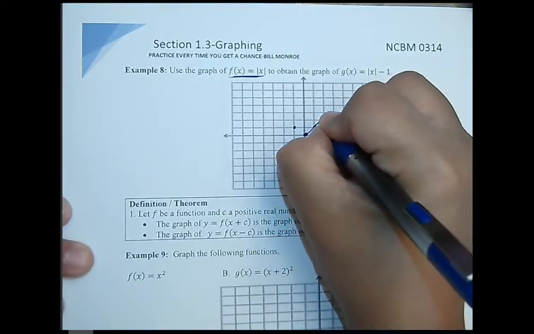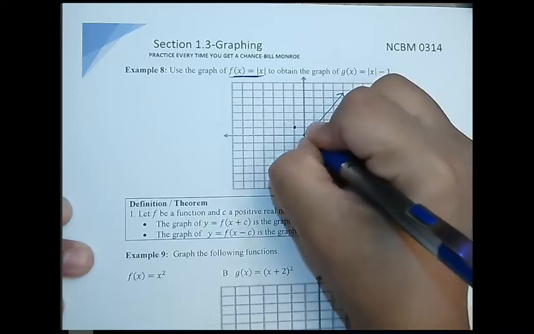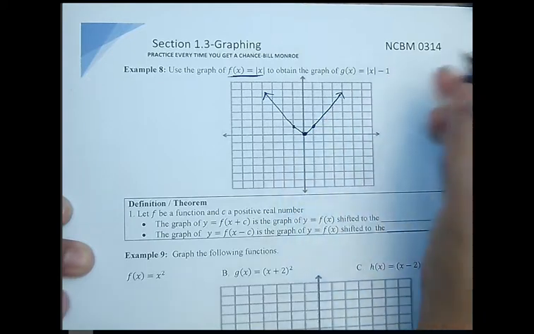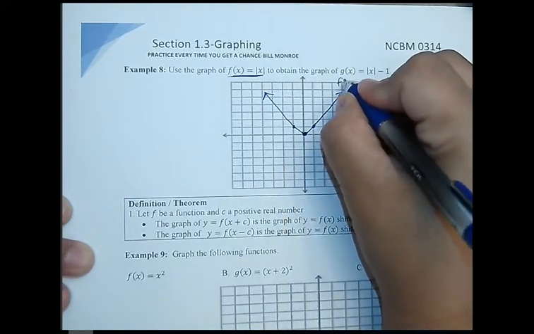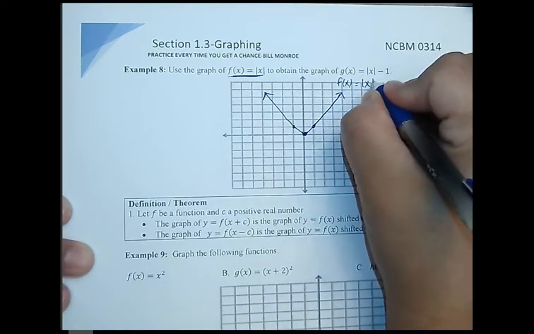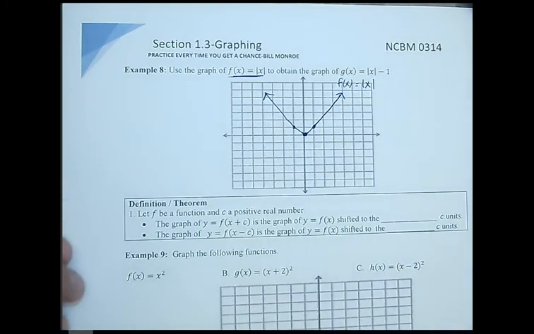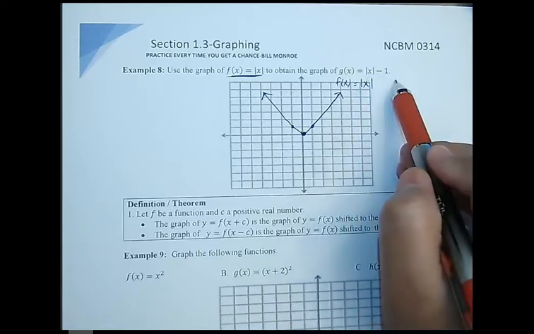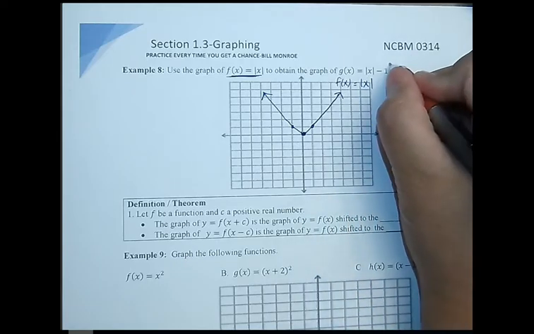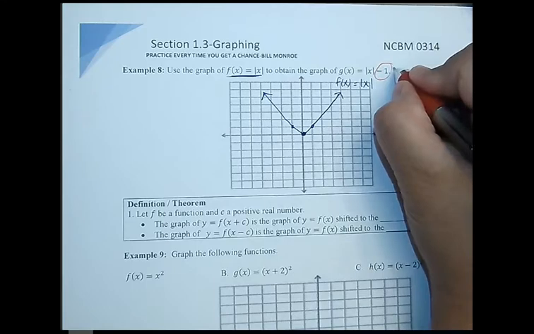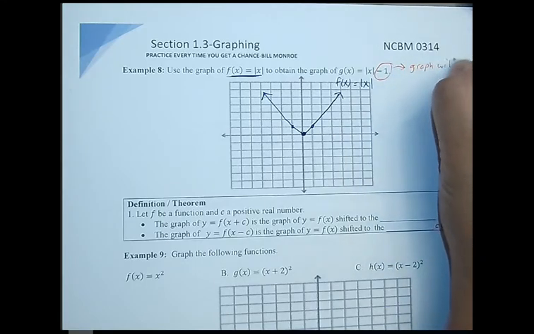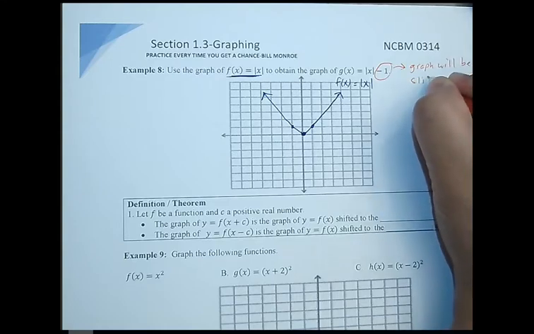So I'm going to draw a V shape here. Okay, so this is my f of x equals absolute value of x. Next, we want to graph g of x, which is absolute value of x minus 1. So notice that we're subtracting 1. So that means that our graph will be shifted downward.